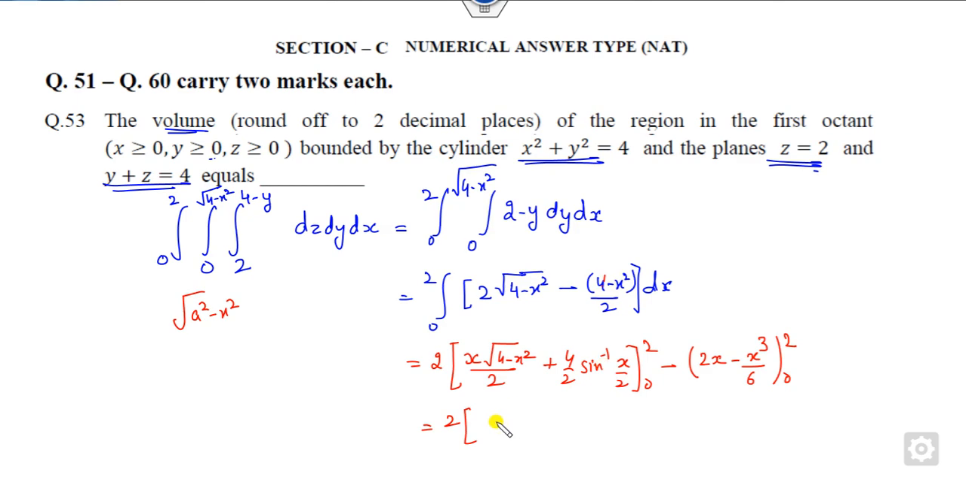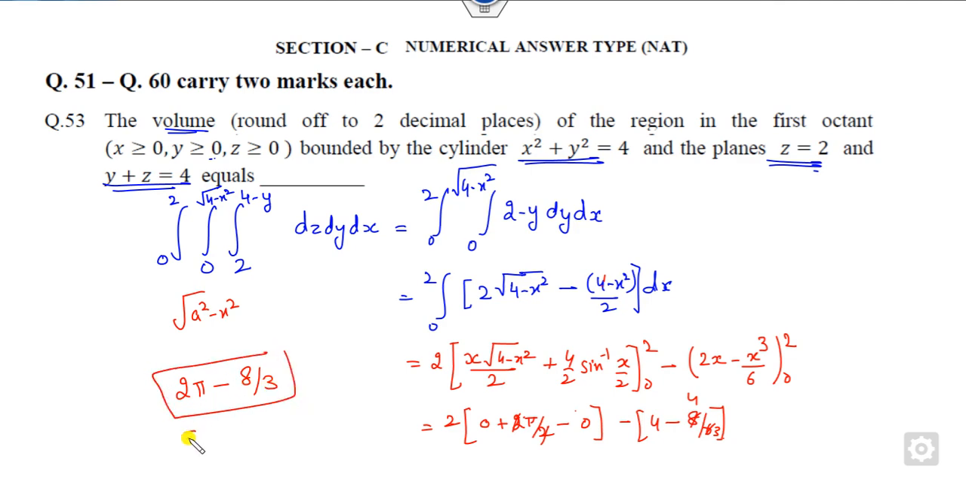Once you substitute, it's 0 plus 2 pi by 2 minus, sine 0 is 0, minus of 0. So it's 4 minus 8 by 6. So what is that? The 2 will be cancelled out, so it will be 2 pi, it will be 4, it will be 3, so 12. 2 pi minus 8 by 3 is the right answer.